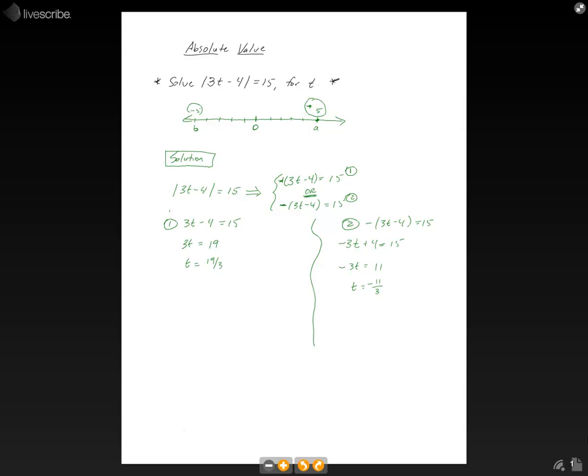So our answer that I'm going to write down here at the bottom is that t is equal to 19/3 or -11/3. And most often when you see an absolute value problem, you're going to end up with two possible answers. So what this is saying is that when t is 19/3 or -11/3, then that original equation is true. The distance that 3t minus 4 is from 0 is going to be 15 for either one of those values.